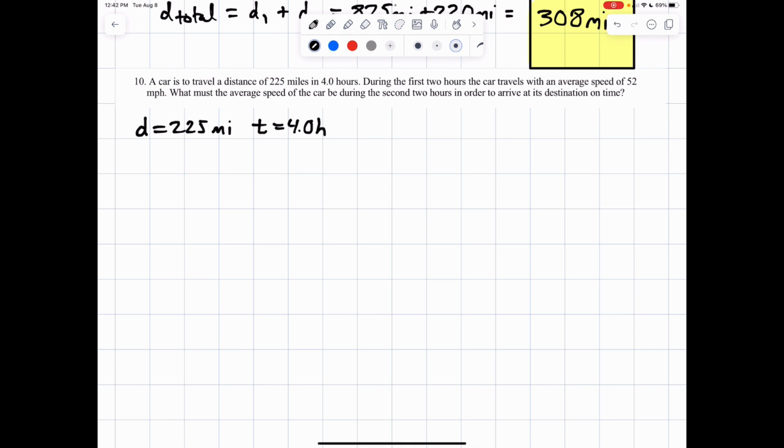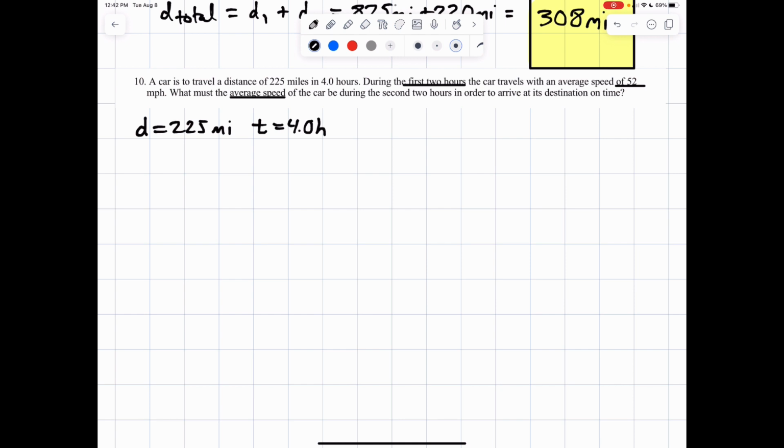Now, this is another example, like question number 9, of a multi-part problem. Multi-part problems have 2 different parts of motion. During time interval 1, something happens. During time interval 2, something else happens, right? So every time interval has a different kind of motion. Well, during the first 2 hours, you can see we're going at an average speed of 52 miles per hour. We have to figure out what is the average speed during the second 2-hour time interval.